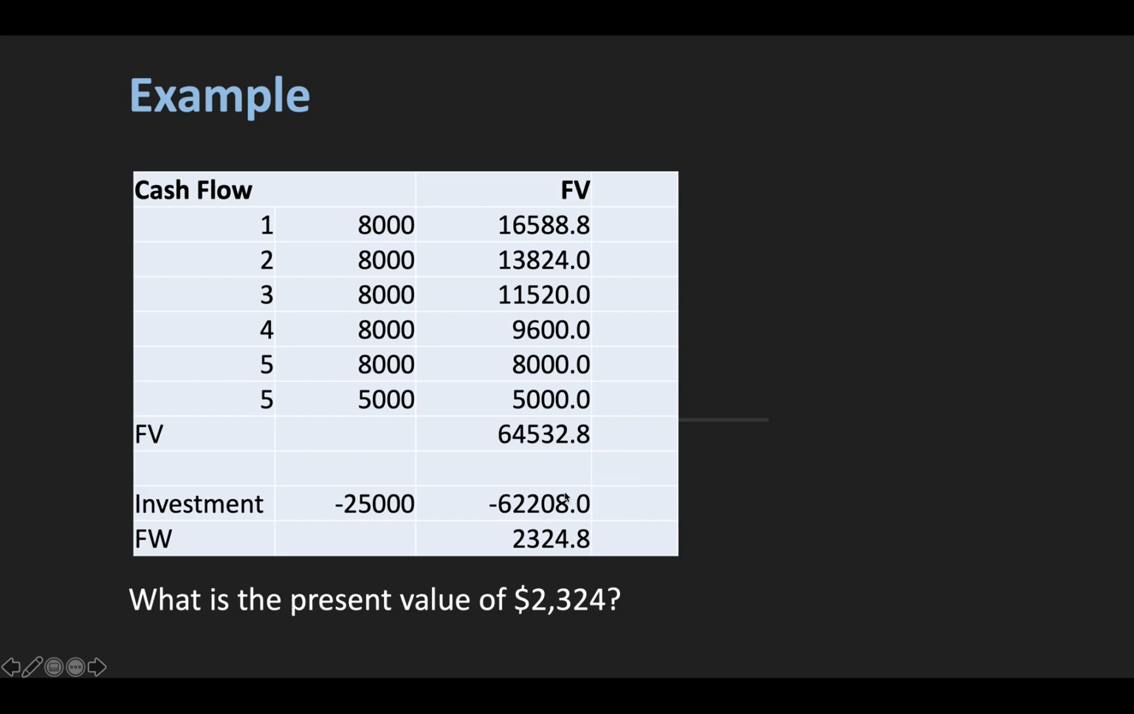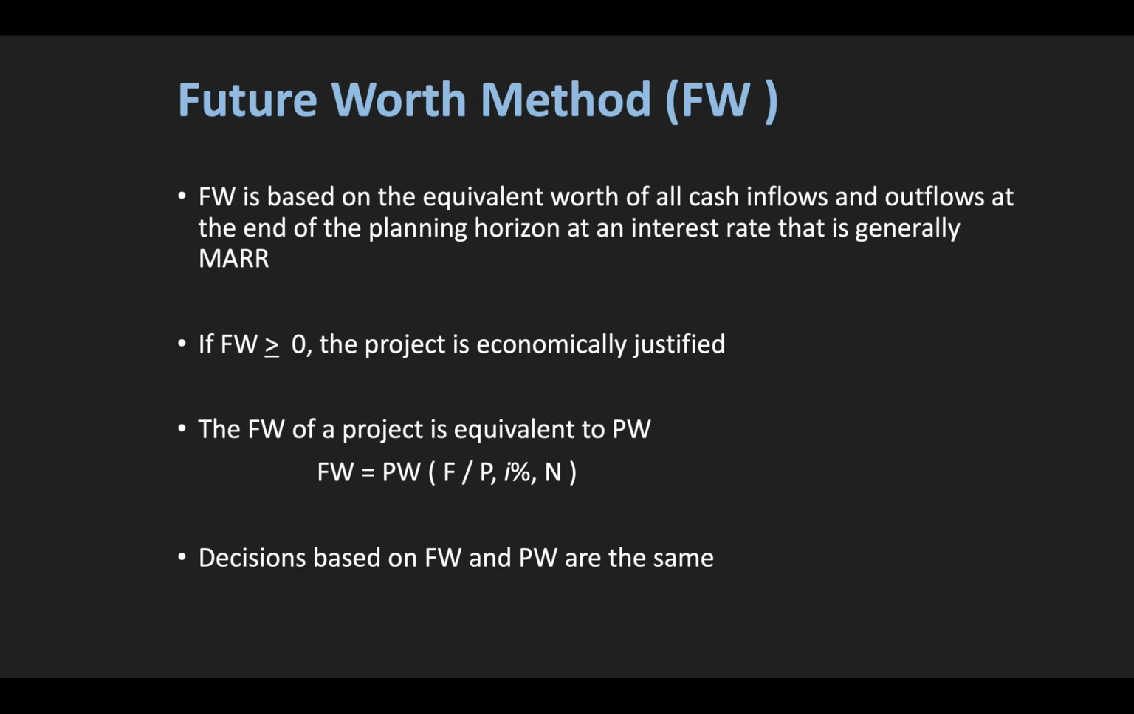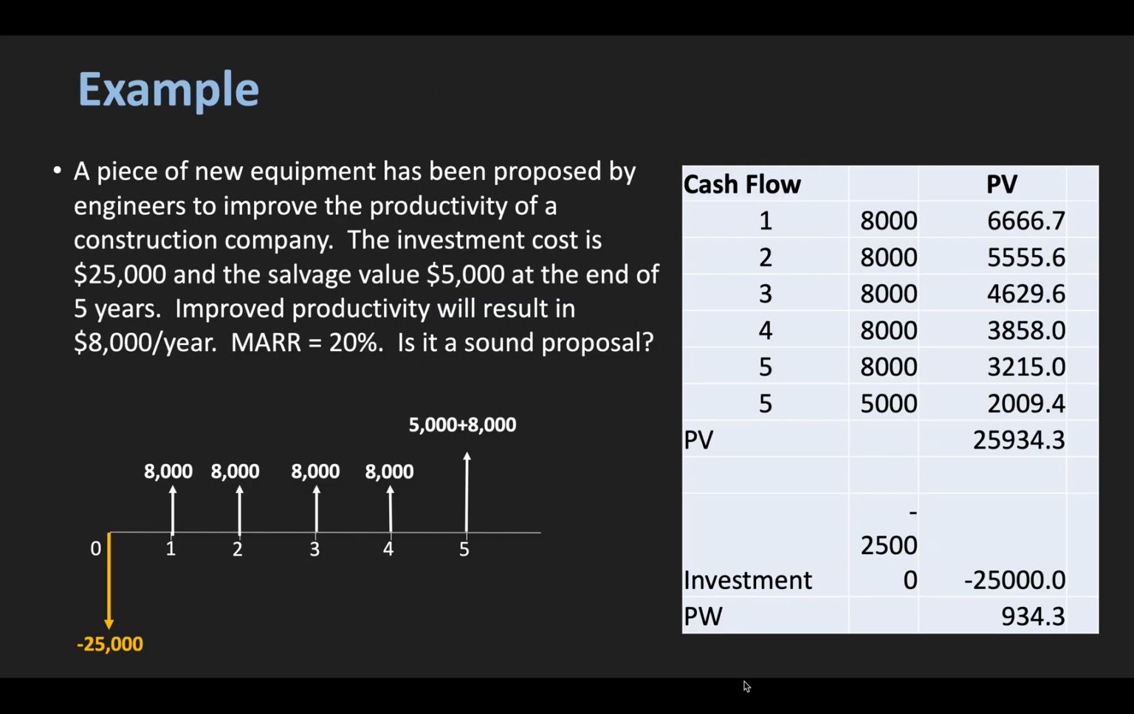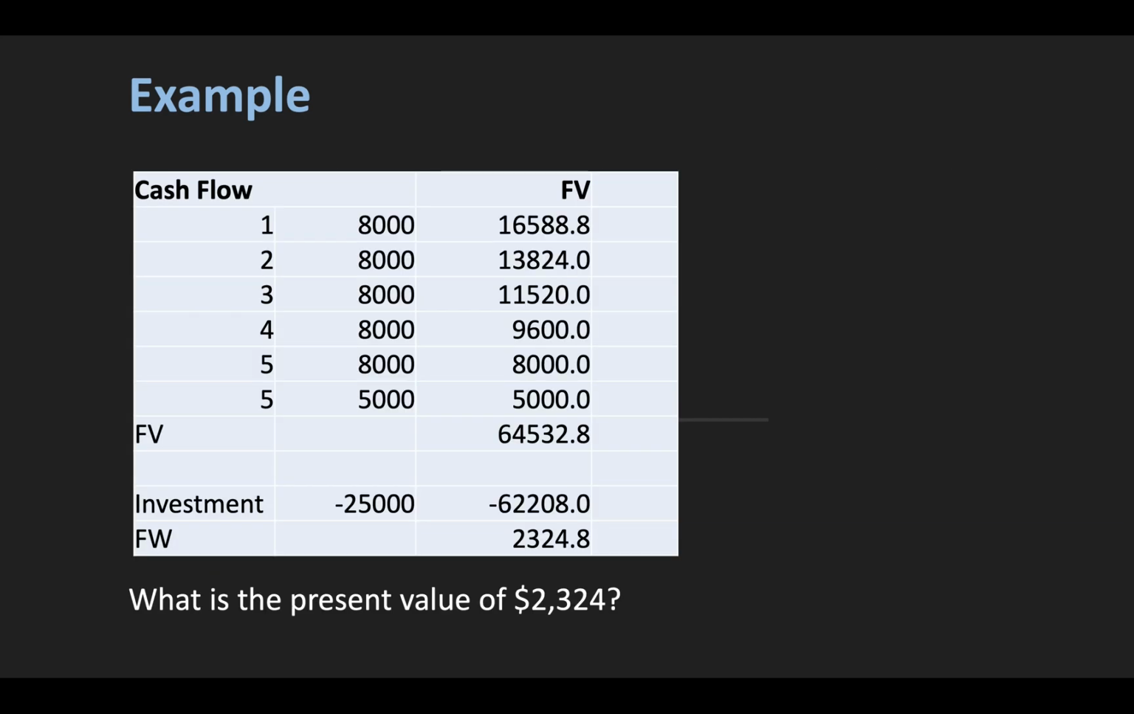Then I added these two together. The future worth will be 2,000 something. So it is positive. It's bigger than 0, so the project is economically sound, right? So look at this. We made the same decision, right? Same cash flow, we achieved the same decision. Present value is this. It's positive, so we think it's a sound proposal. Future value, same thing, it's positive, we think it's a sound proposal.